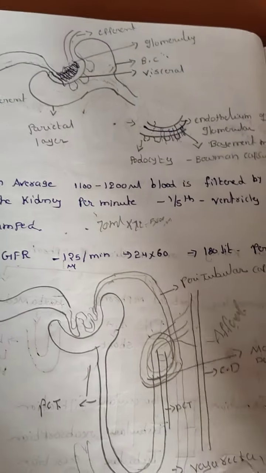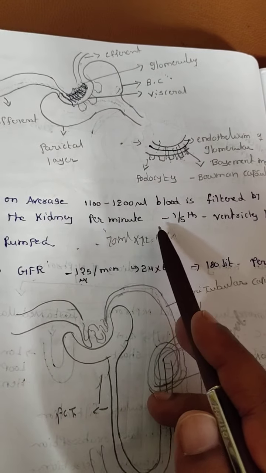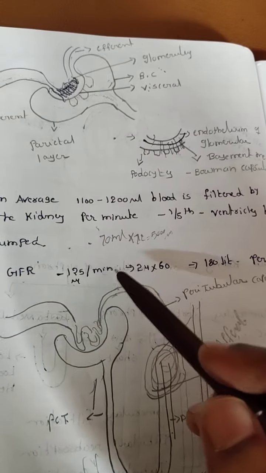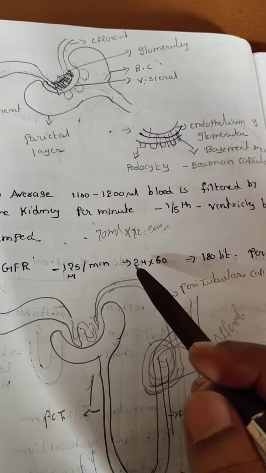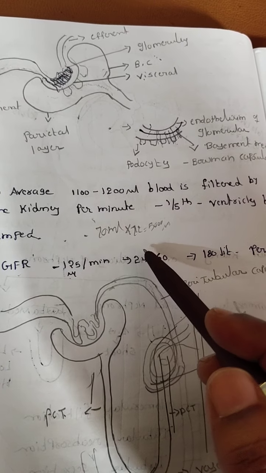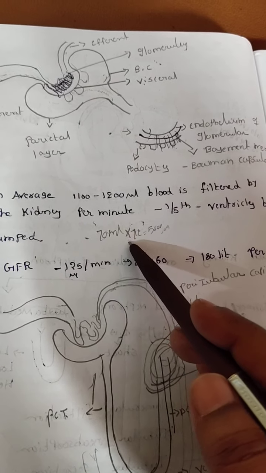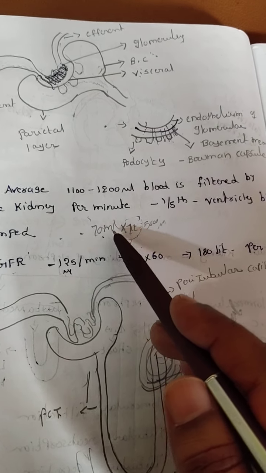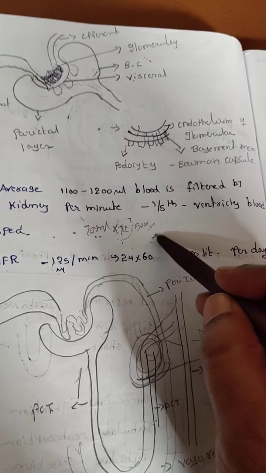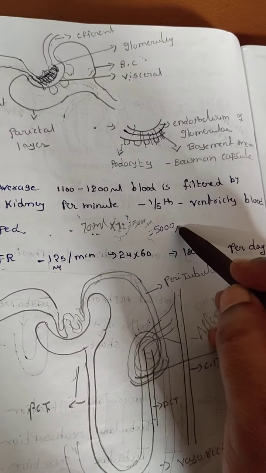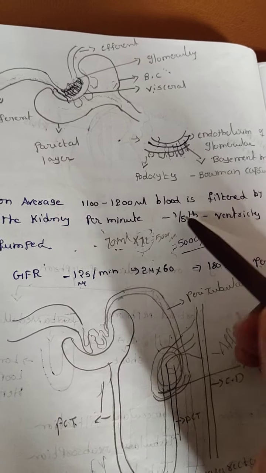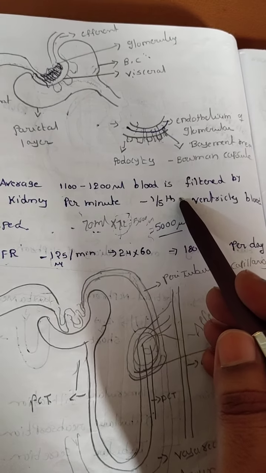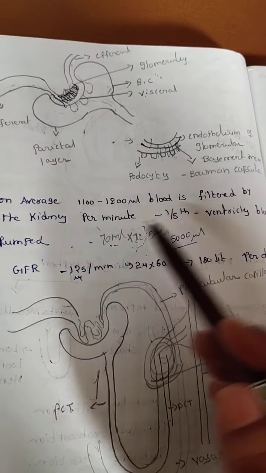On average 100 to 120 ml of blood is filtered by the kidney per minute. Basically, per minute, how many heartbeats take place? 72 heartbeats. In each heartbeat, how much blood is pumped? 70 ml. Approximately you get 5000 ml. Out of 5000 ml, how much blood is filtered? 1100 to 1200 ml. Can I say approximately 1/5 of the ventricle's blood is pumped?